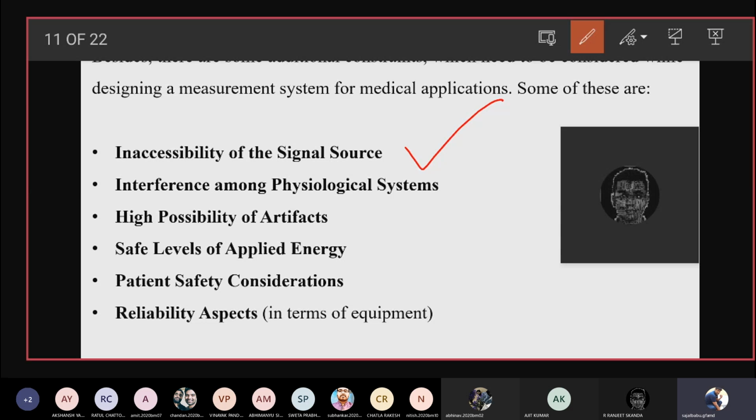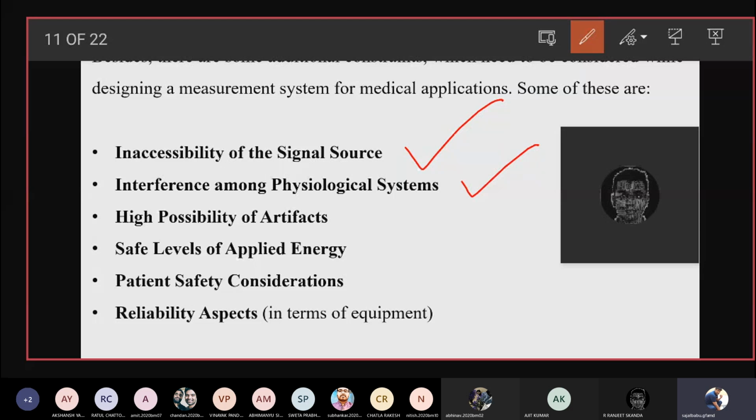The next important constraint that you are going to have here is interference with different physiological systems. You have different physiological systems in your body, right? Whenever you are trying to acquire signals from one part, like from a muscle, you may also have interference from surrounding tissues. If you want a signal from one tissue, you will not always get the signal from only that tissue. The adjacent tissues may also cause some interference. So this is also one of the constraints that you have to consider whenever you design a medical instrument.